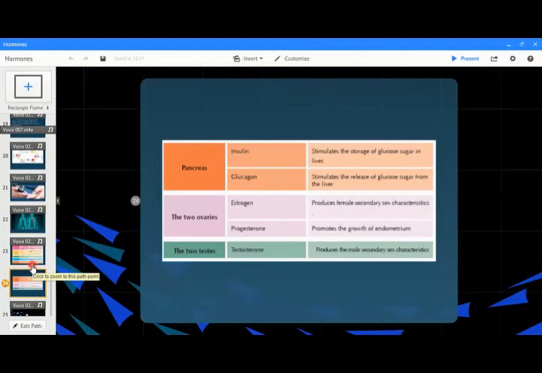Here's the summary for the hormones inside your body and the glands and the hormones secreted by these glands. And if you have any question, guys, just tell me. I finished the lesson. This is the last unit that you have, regarding the importance of hormones and the glands inside your body.